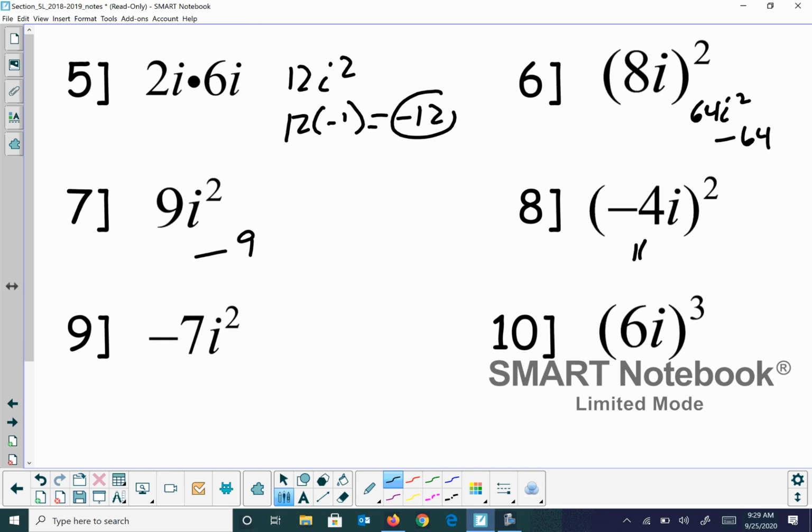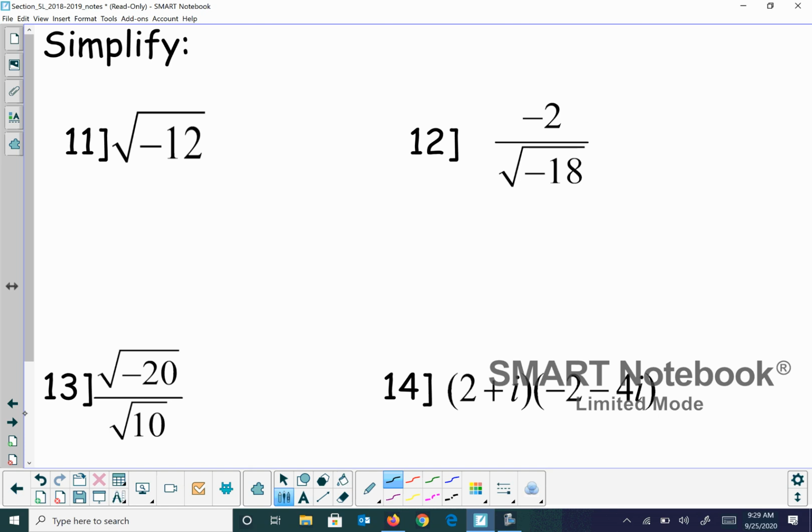This is going to give me 16i squared, which, oh, and realize it changed to a positive 16 because I squared this as well, and then that's going to give me negative 16 for an answer. Same thing on this one. This is negative 7 times negative 1, which will be positive 7. And then 6 to the third is 216, 6 times 6 times 6. i to the third, what did i to the third become equal to? Yeah, that's right. i to the third is equal to negative i. So my answer here is negative 216i.